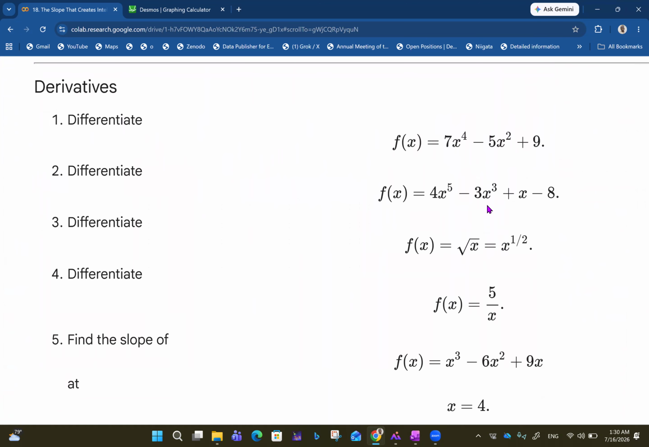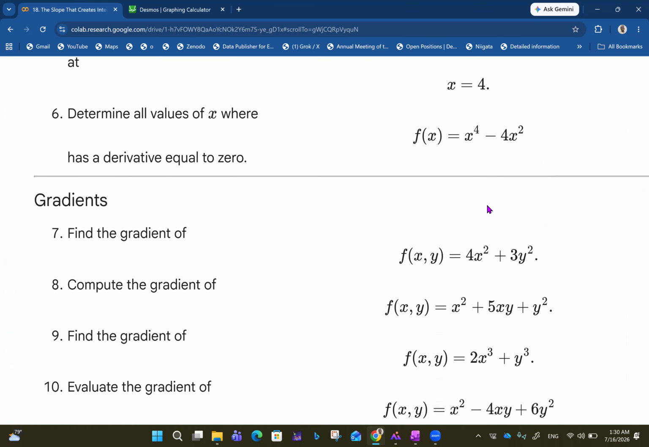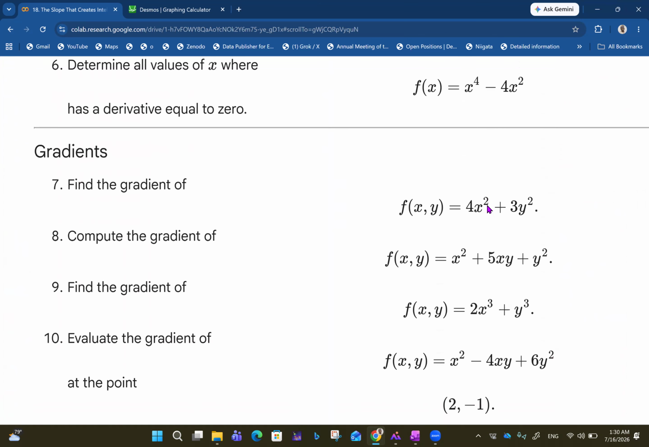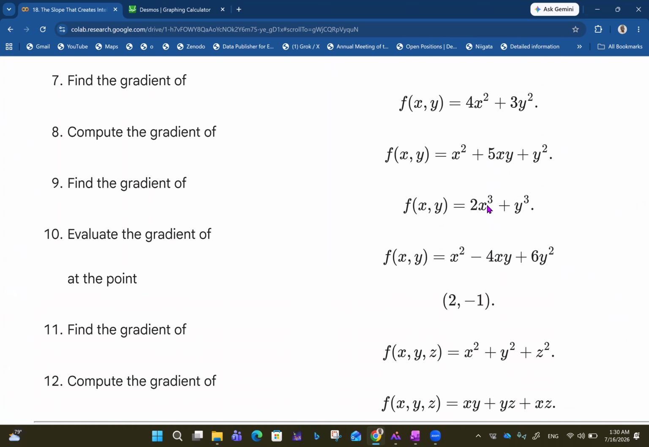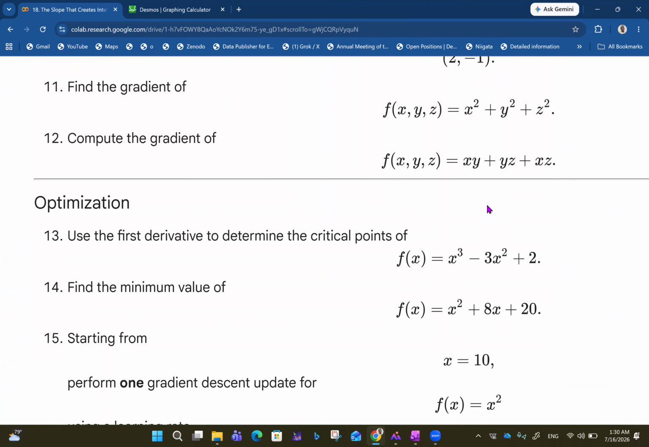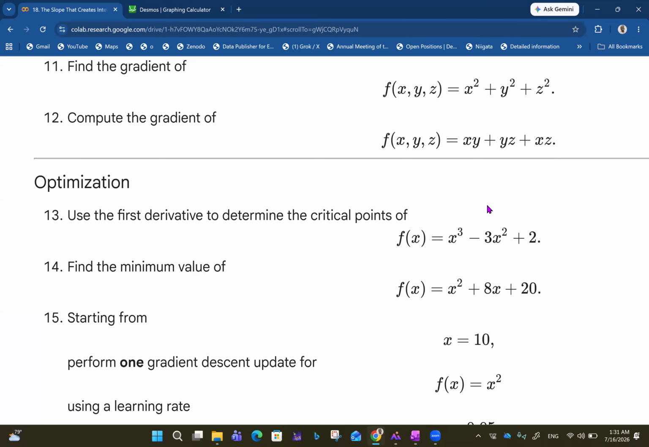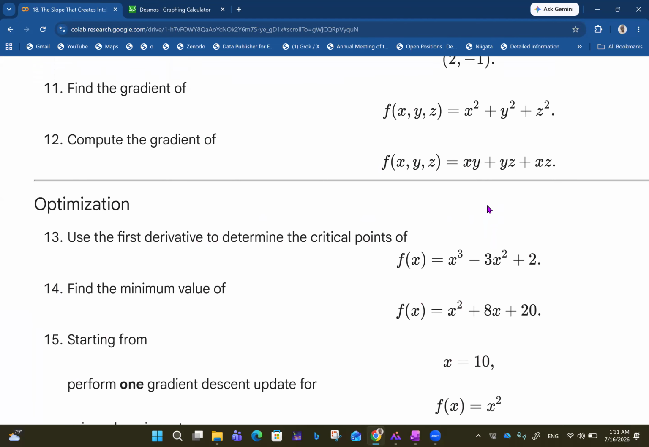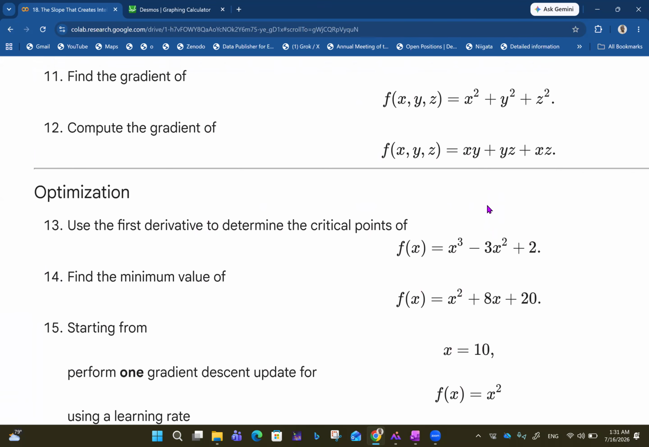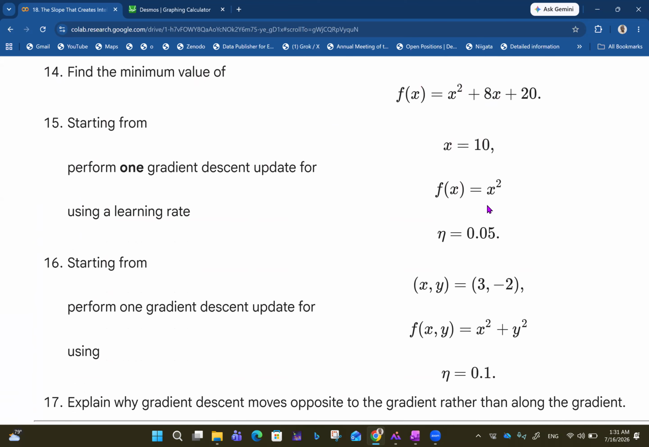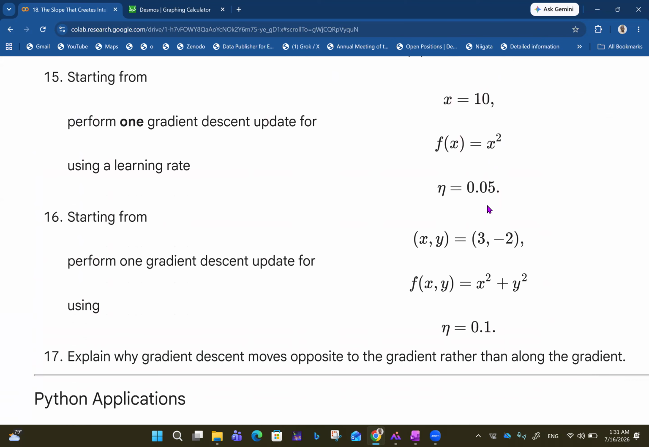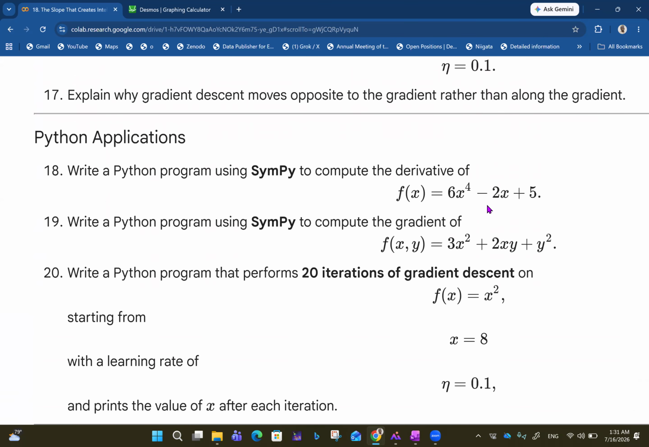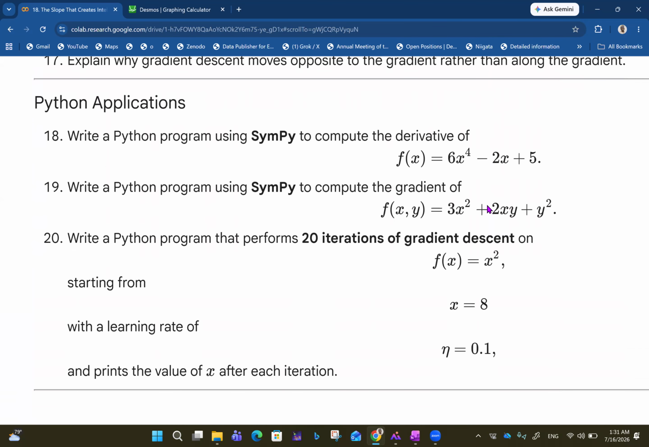Problems 1 to 5, then 6 to 10, 11 to 15 here. Or let's say 11 to 14, since 15 is not showing fully. Then 15 to 17, and the rest.